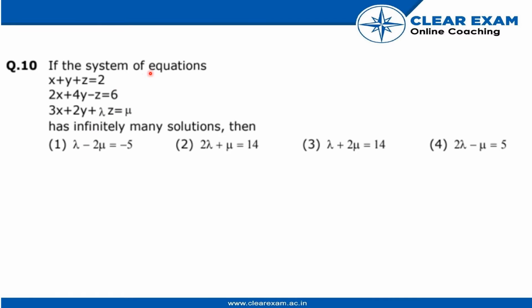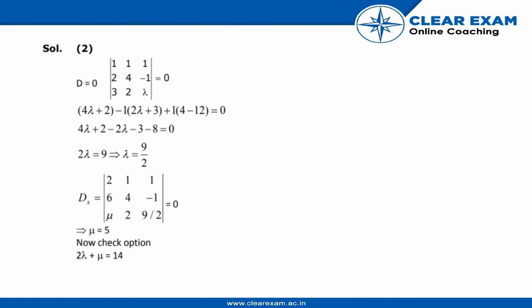So the question is, if the system of equations x + y + z = 2 and 2x + 4y - z = 6 and 3x + 2y + λz = μ has infinitely many solutions, then what will be the correct equation from the given equations? So let's move on to the solution.